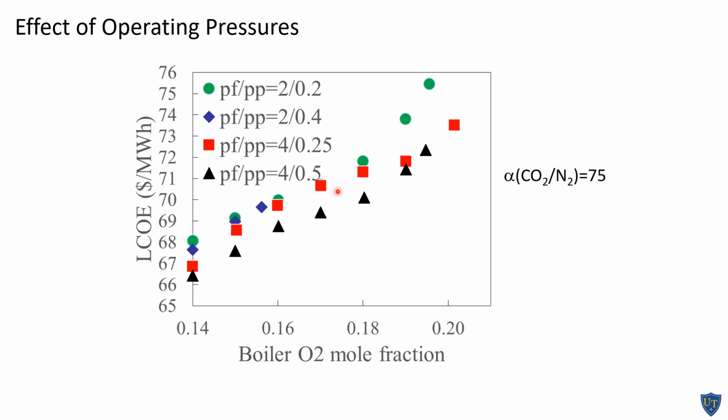What we see is that the lowest levelized cost of electricity throughout the range of boiler feed air oxygen mole fractions is achieved with the higher feed pressure, which leads to a reduction in the capital cost because we're able to reduce the required membrane area, and a permeate pressure of half a bar.